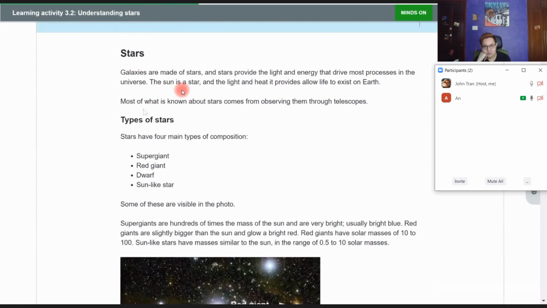Galaxies are made of stars, and stars provide light and energy to drive most processes in the universe. The sun is a star, and the light and heat it provides allow life to exist on Earth.